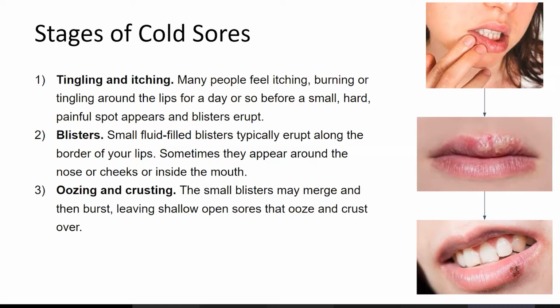Small, fluid-filled blisters typically erupt along the borders of the lips. Sometimes they appear around the nose, cheeks, or inside of the mouth. So, as you see in the pictures, at first it's itching, then it starts to have the blisters erupt, and then slowly the skin crusts up and becomes more of a wound. I don't know the word in English, but it's a wound, and starts crusting. The small blisters may emerge and then burst, leaving a yellow, shallow, open sore that oozes and crusts over. So these are the stages of the blister.